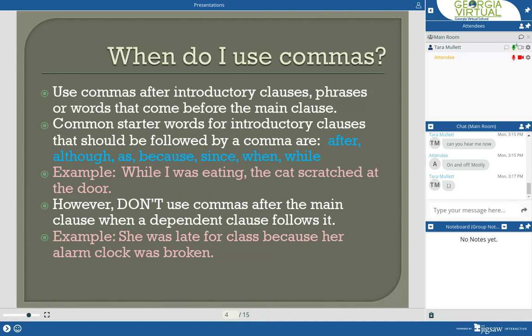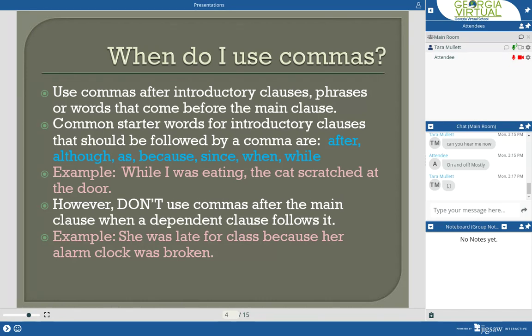The cat scratched at the door is an independent clause. While I was eating is a dependent clause. It cannot stand by itself. I was eating is independent, but you throw the word while in there and it's dependent. And that's also an introductory clause, meaning I'm giving you a little bit more background information about when this independent clause happened. And I need to mark that off with a comma. However, don't use commas after the main clause when a dependent clause follows it.